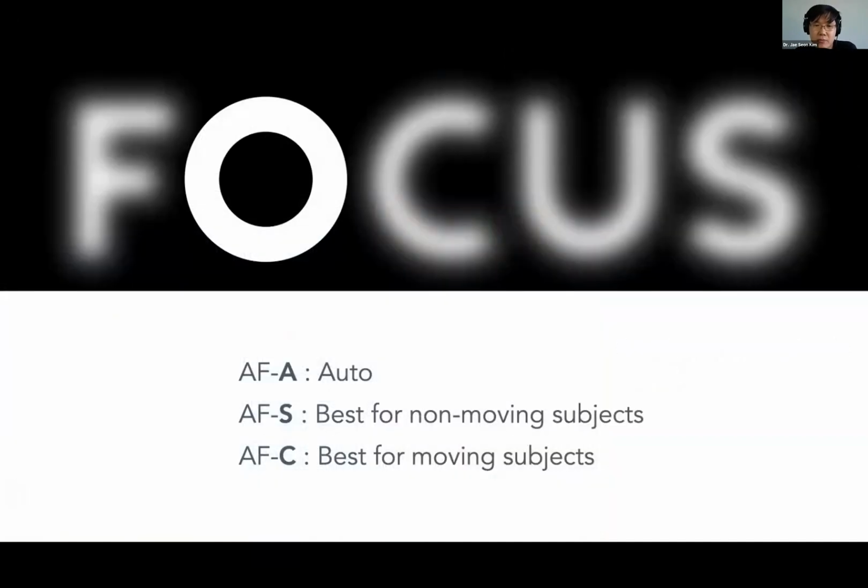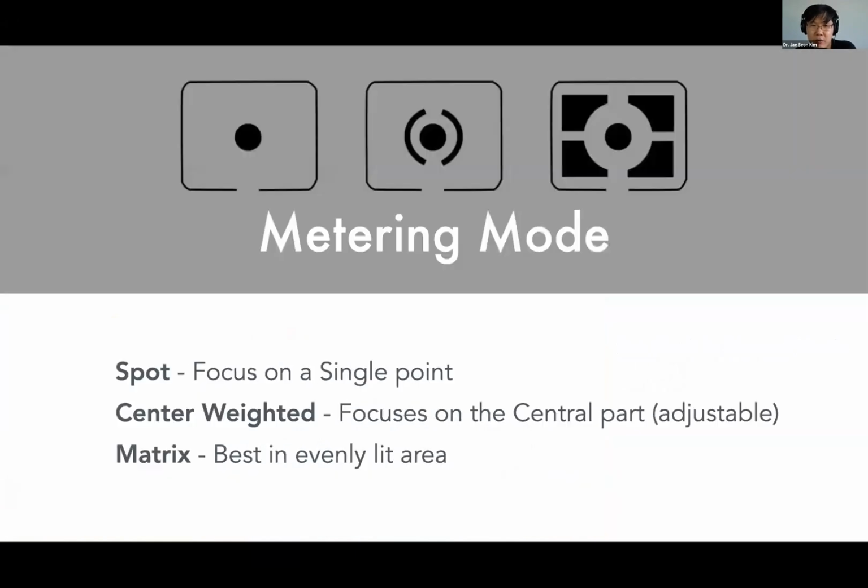For focus, there are AFS (auto), single servo, and continuous. The best one to use is probably single servo, which is best for non-moving objects. And for the metering mode, I tend to use center weight; matrix is the most popular one. It's basically the camera makes an average of the entire area and determines where to focus on. But I like to use center weight because most of our pictures are in the center.